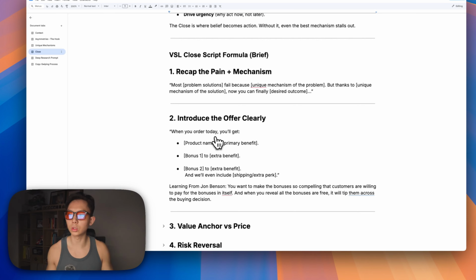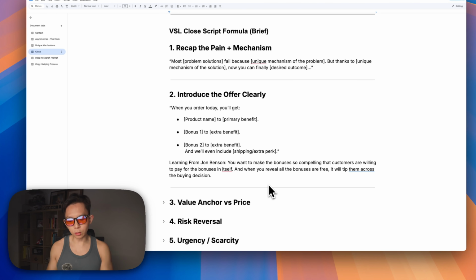Next, you want to introduce the offer clearly. So when you order today, you'll get this benefit, this bonus. And another learning point that I had from John Benson was that you want to make your bonus so compelling that customers are willing to pay for just the bonuses in itself. So when you reveal that the bonuses are free alongside the product purchase, it will tip them across the buying decision.